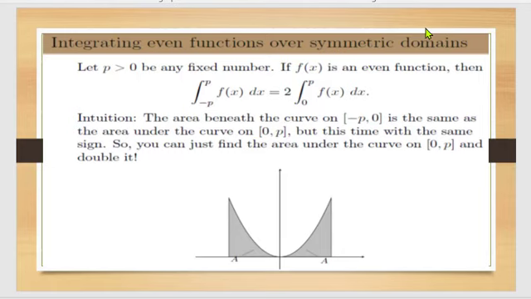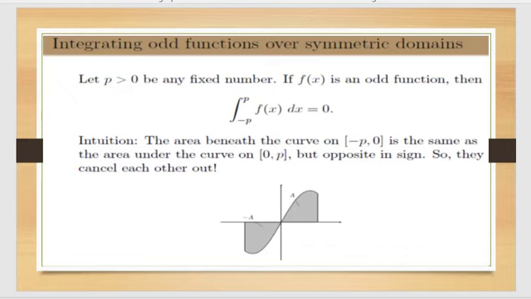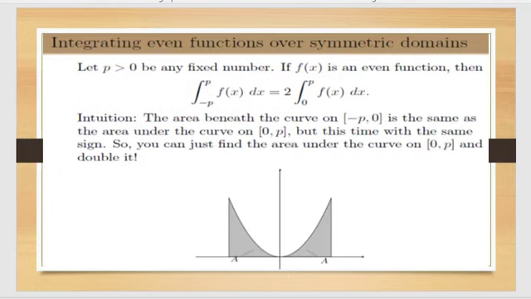Now here we summarize the two functions, one even and one odd. The integration of an odd function over the region from minus p to plus p is equal to 0, and the integration of an even function over the region from minus p to plus p is equal to twice the integration from 0 to p of f of x dx.